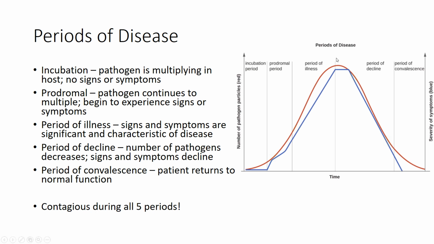The next stage, the period of illness, is when you reach your peak amount of pathogens in the body, and this is when you feel the worst. Period of decline begins once the number of pathogens starts to decrease. Your signs and symptoms will still be there, but they'll start getting better. In the period of convalescence, the patient is going to return to normal function and the number of pathogens in the body will disappear.